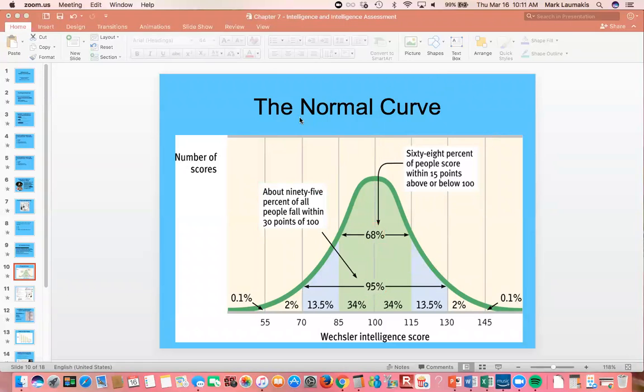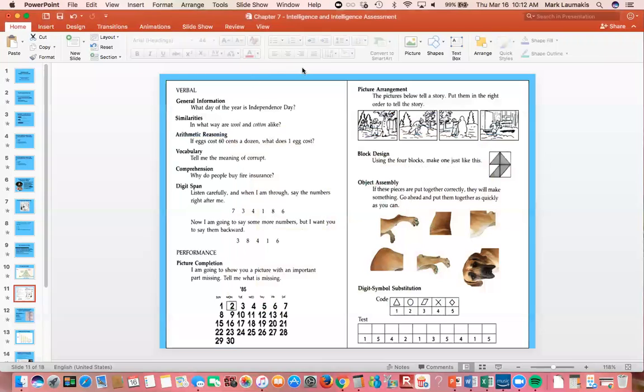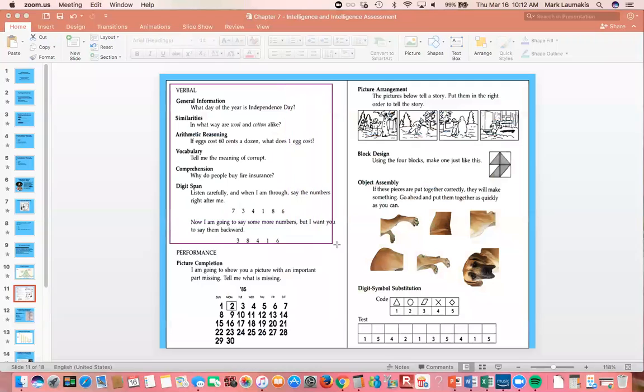Curious to see what this looks like? Yeah, let's take a look. So here are some sample items from both the verbal and performance subsections of the WAIS. Let me just grab the verbal one here, put a little purple box around it. There are 6 subtests within the verbal subsection of the WAIS. General information all the way through digit span, and you can see what each of them involves, right?